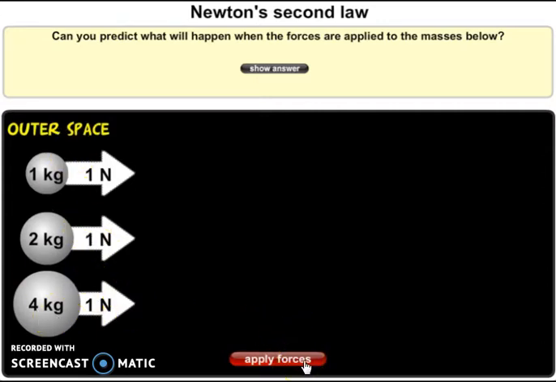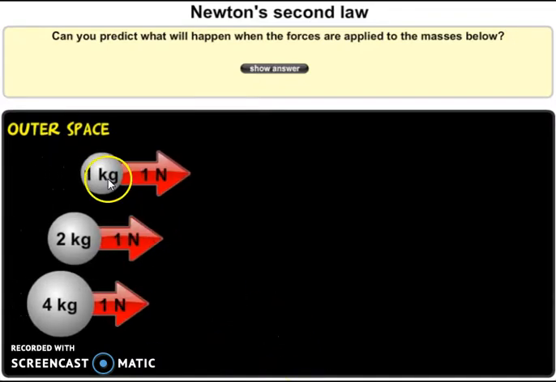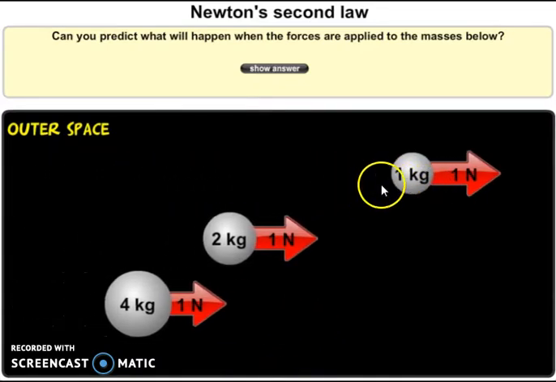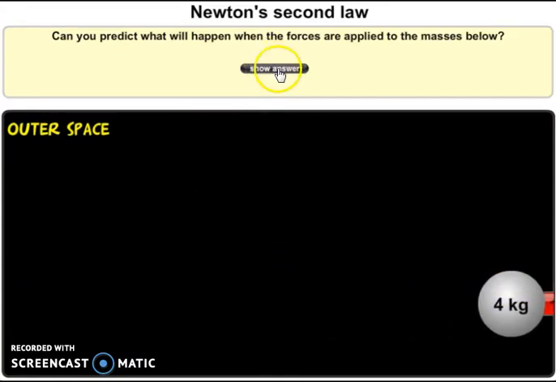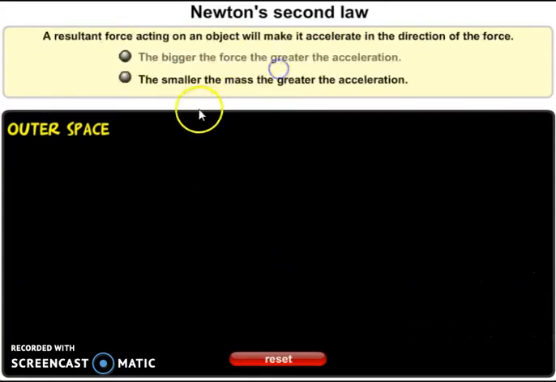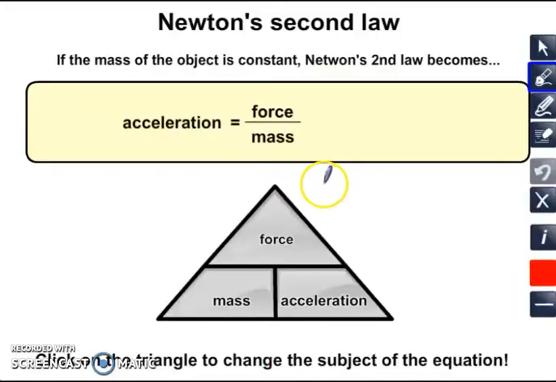In three, two, one, boom. You can see the one with the lighter mass will undergo higher acceleration. So what does this mean? The smaller the mass, the greater the acceleration. Makes sense, right? Okay, so this brings us to this relationship. Basically, acceleration is proportional to force, inversely proportional to mass.